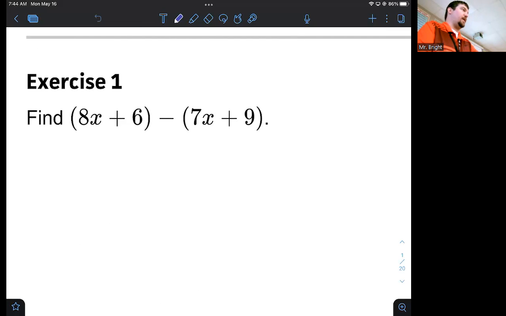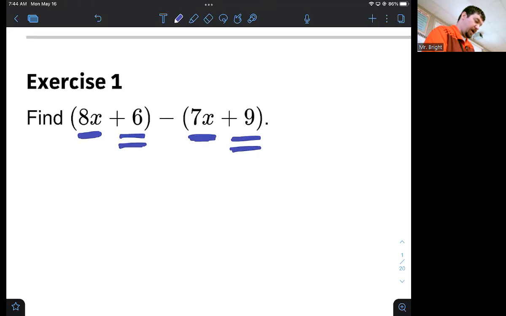We were too busy solving equations. This is an expression. It says 8x plus 6 minus 7x plus 9. And here's what it wants us to do. It wants us to take our like terms, which are the x's in this case, and it wants us to subtract them. And then we want to do the same thing for our constant terms, which is the positive 6 and the positive 9.